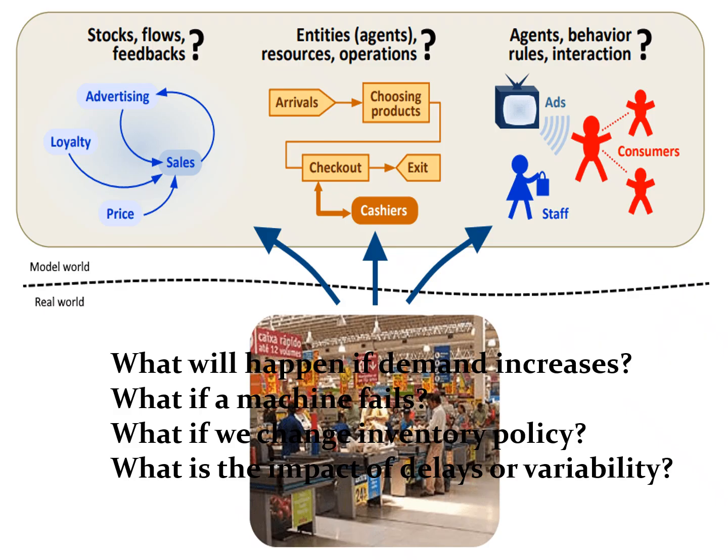As of now, we know that a simulation model is a computerized representation of a process or system that allows users to experiment with different conditions and observe results over time. And it answers questions like, what will happen if demand increases? What if a machine fails? What if we change inventory policy? What is the impact of delays or variability? Simulation is especially useful when the actual system is too expensive, risky, or time-consuming to test physically.